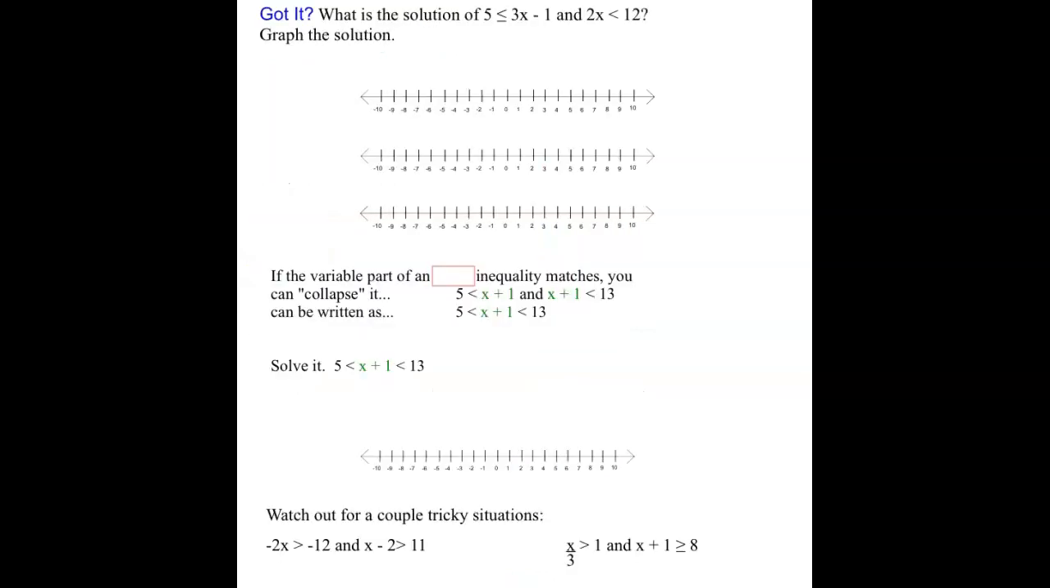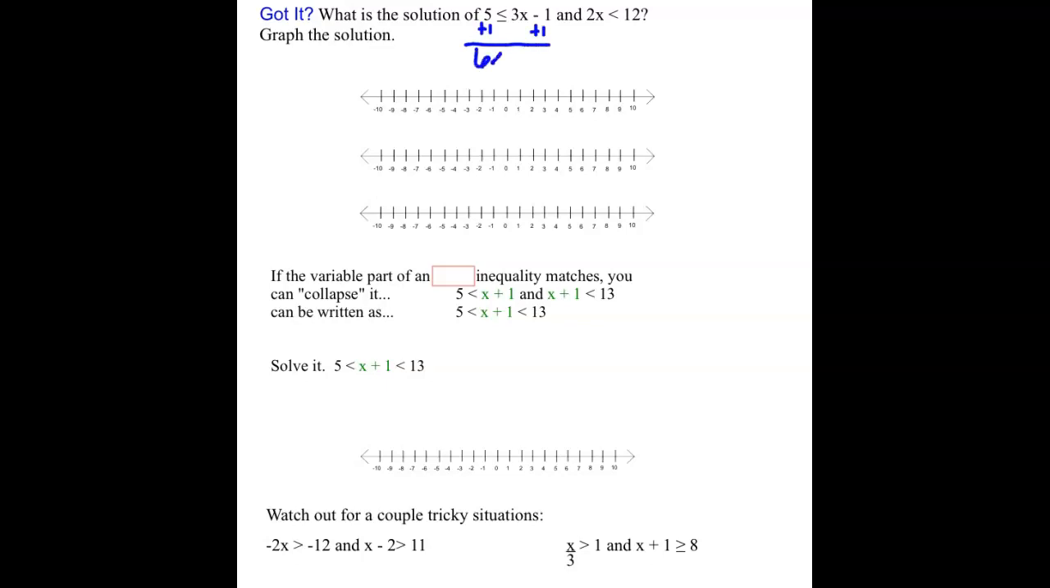So let's try another one. Again, we're going to split it up. Once you get the hang of this, you don't necessarily have to have 3 separate number lines. You can probably figure it out on one. So what is the solution of 5 is less than or equal to 3x minus 1 and 2x is less than 12? So on the left inequality, I'm going to add 1.